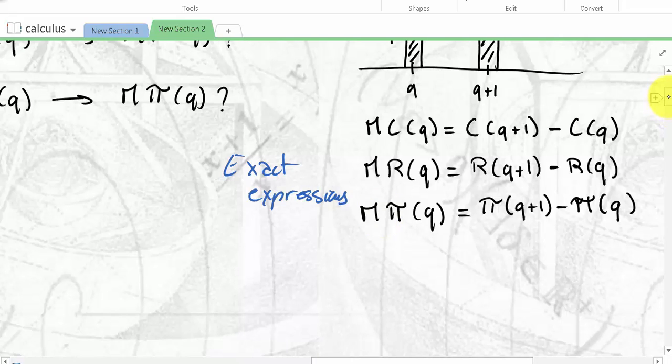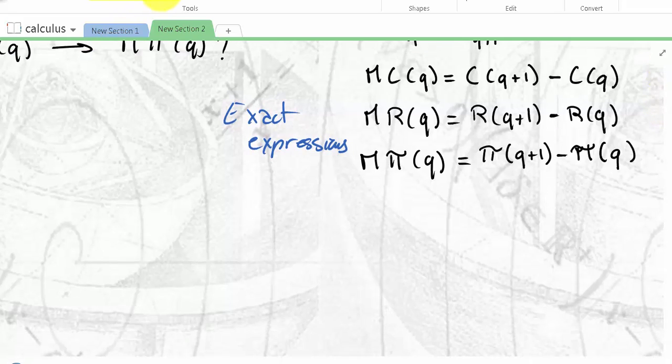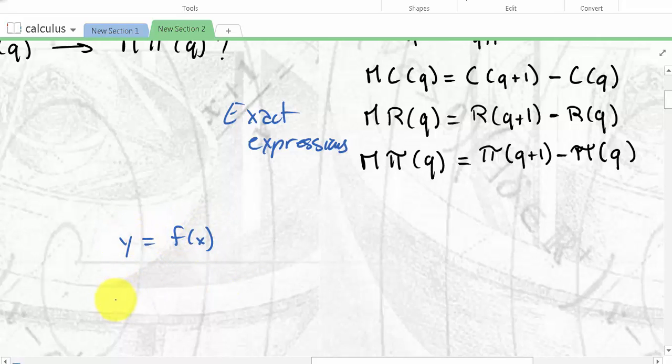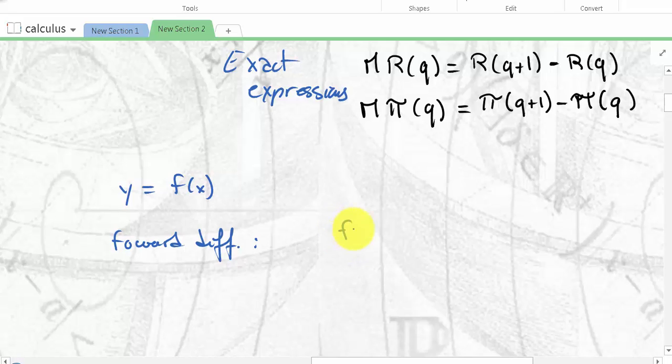So now let's try to understand how calculus might change these functions. You remember the forward difference of a function. Suppose you take the function y equals f of x. How did we define the forward difference? We defined it to be f at x plus h minus f at x, divided by h. And this is what we call the forward difference.